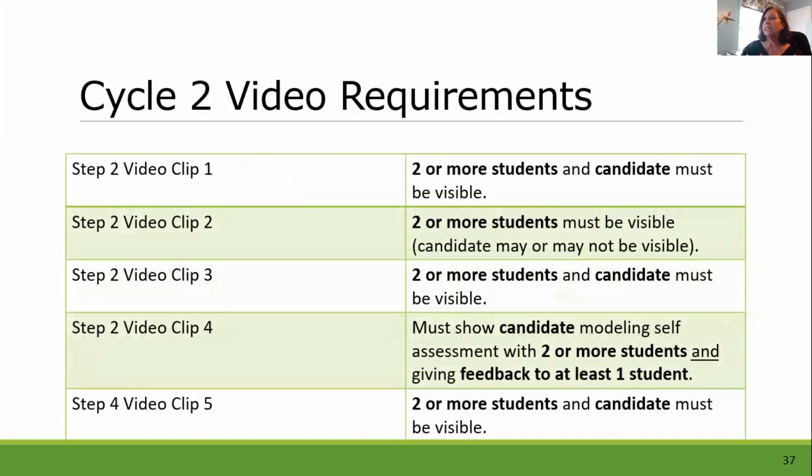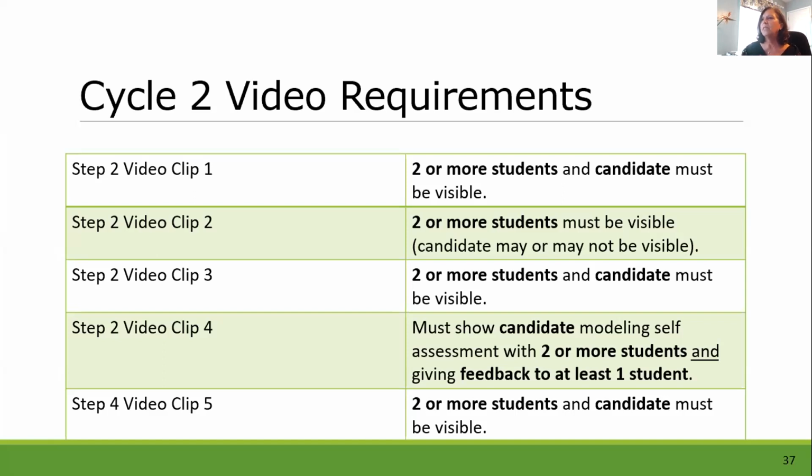And again, cycle two, a little more complex, multiple lessons, multiple types of assessments, five video clips. So again, two or more students and candidate. Clip two, this is important. Make a note. This is the only video clip in the two cycles where we do not have to see the candidate, because this video is about us being able to see students engaging with technology, educational technology. So we don't have to see the candidate here. We do need to see two or more students engaging in using ed tech to further their content knowledge. Video clip three, two or more students and the candidate.